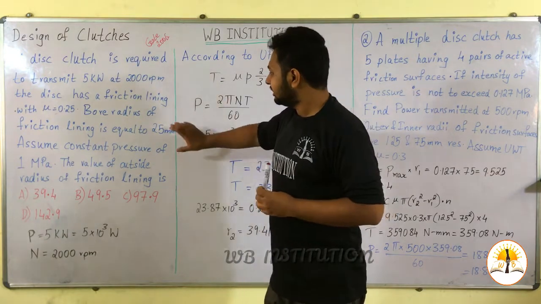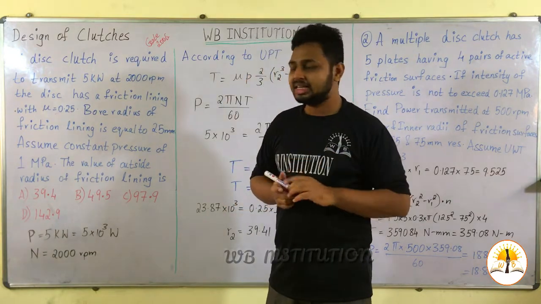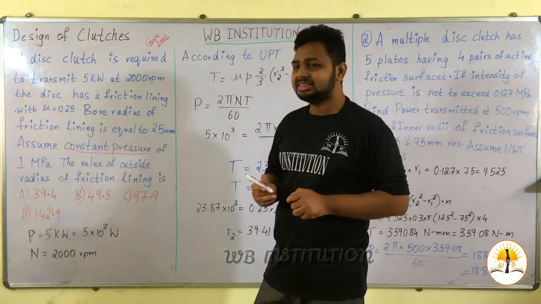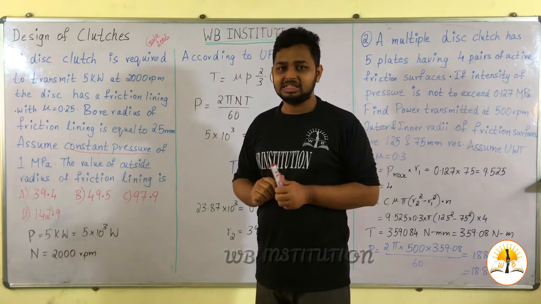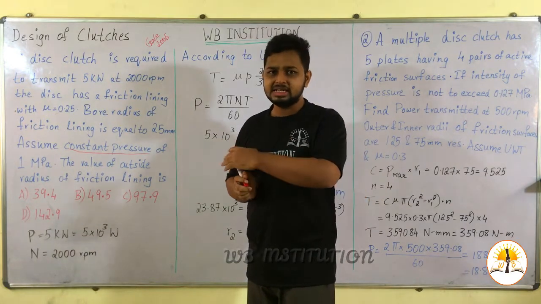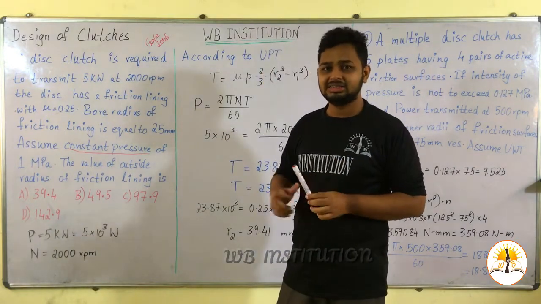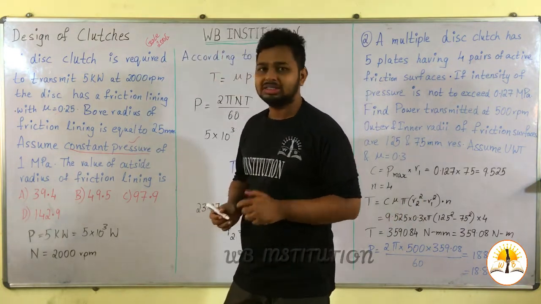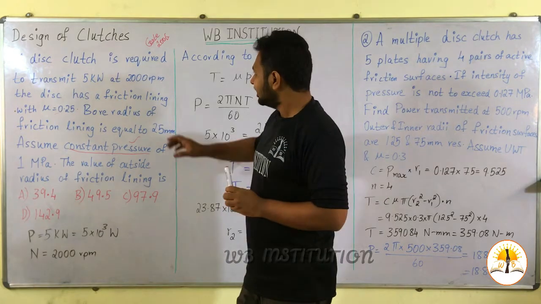Now in this question we know the bore radius, that is nothing but the inner radius. Whether we have to consider constant pressure or constant wear, they have mentioned in the question itself. In any question they will give us the condition, that is to take constant pressure or constant wear. Now what are the given inputs?